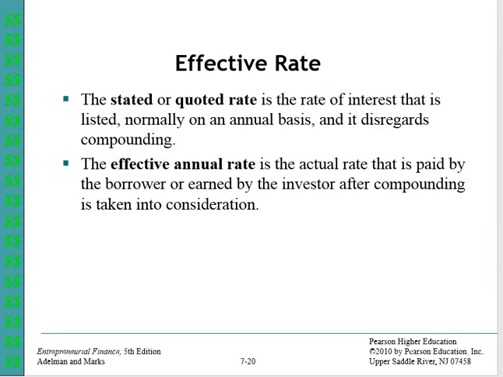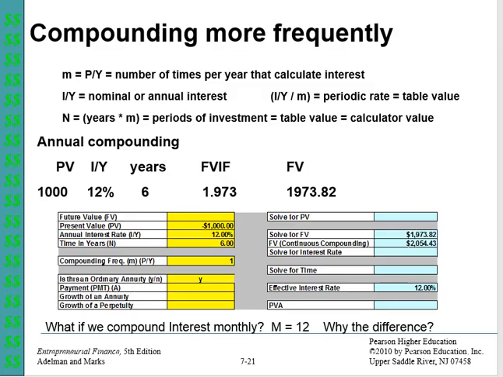The effective interest rate is the actual interest rate you earn. It is different from the annual rate in that it assumes the compounding is at work. So let's think about this compounding frequency. $1,000 invested at 12% for 6 years is roughly $1,973. But what if we calculated interest monthly rather than annually?